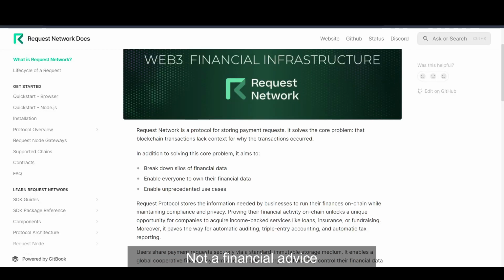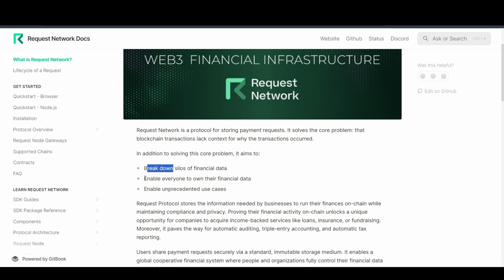So first of all, what is Request Network? Request Network is a protocol for storing payment requests. Beyond that, it is not anything else. It solves the core problem that blockchain transactions lack context for any transaction that occurred. So we have the breakdown of silos of financial data. We also enable everyone to own their financial data. We also enable unprecedented use cases.